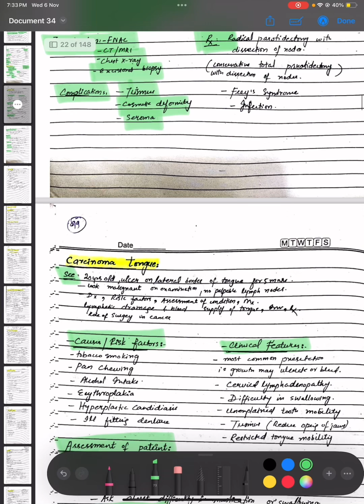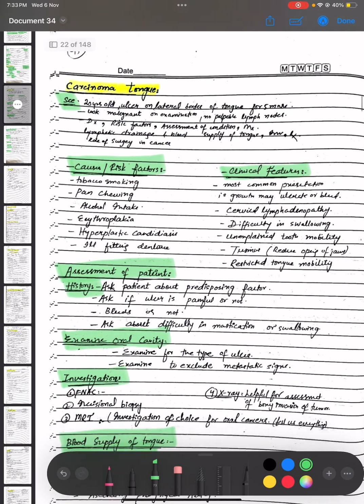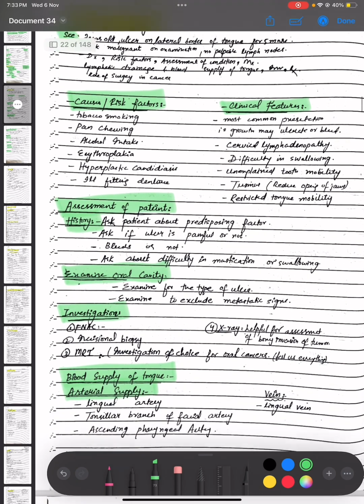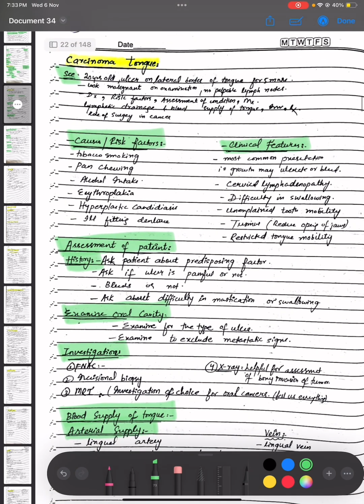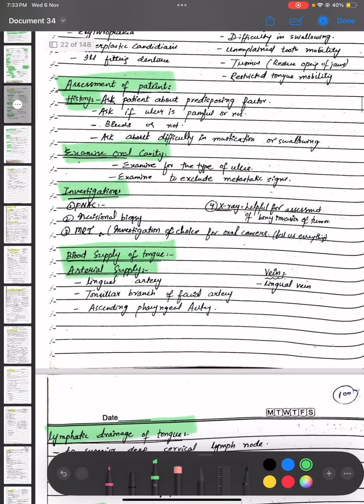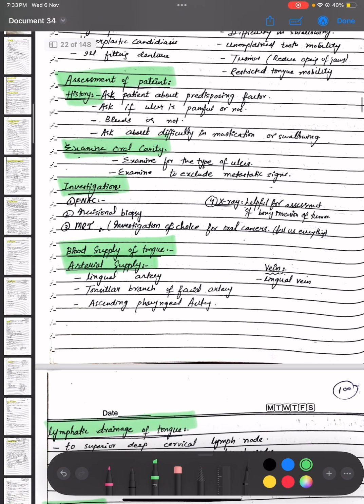So what have we studied in carcinoma of the tongue? First we discussed the scenario of a 20 year old patient with an ulcer on the lateral border of the tongue for 5 months. Then we discussed the causes and risk factors of carcinoma of the tongue and the clinical features. And then the assessment of the patient: first we will take the history, then examine the oral cavity, then we will investigate.